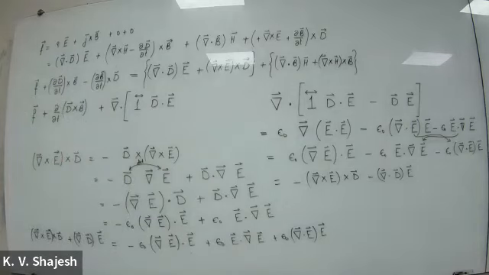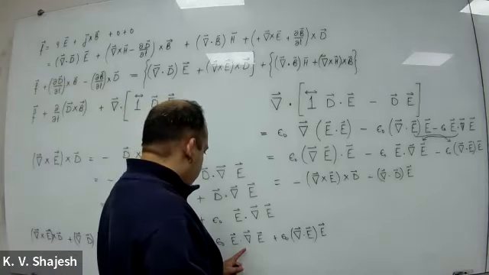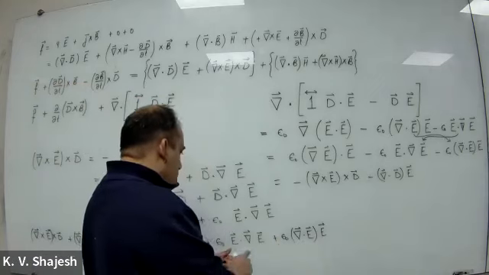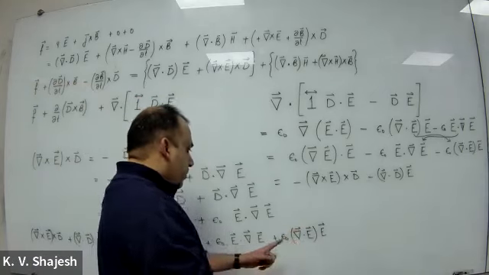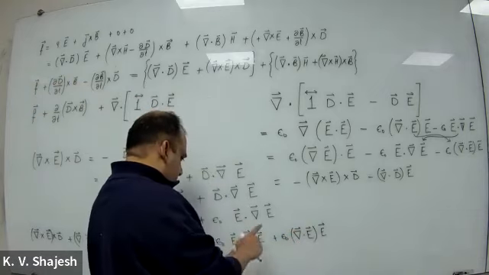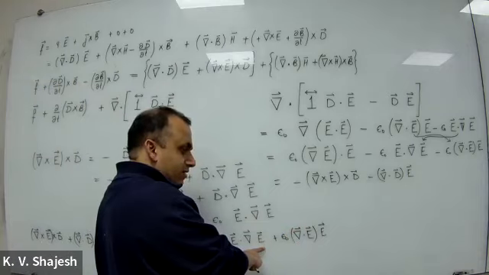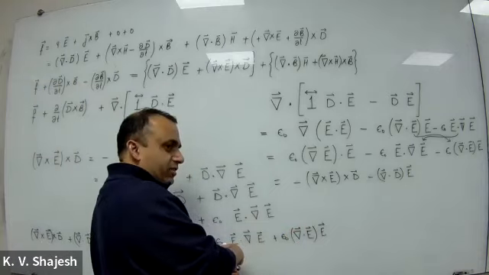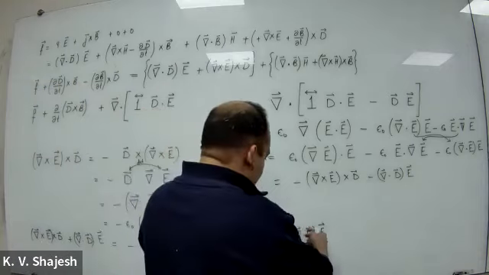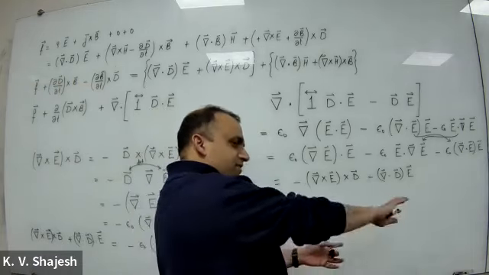Aren't the second and third term technically the same, since for a dot product the order doesn't matter? For the dot product the order doesn't matter, but if there is a gradient, it matters. Notice the notation: this is operating on E, and then you take the dot product with E. Here you're taking the dot product, and this is just sitting there.